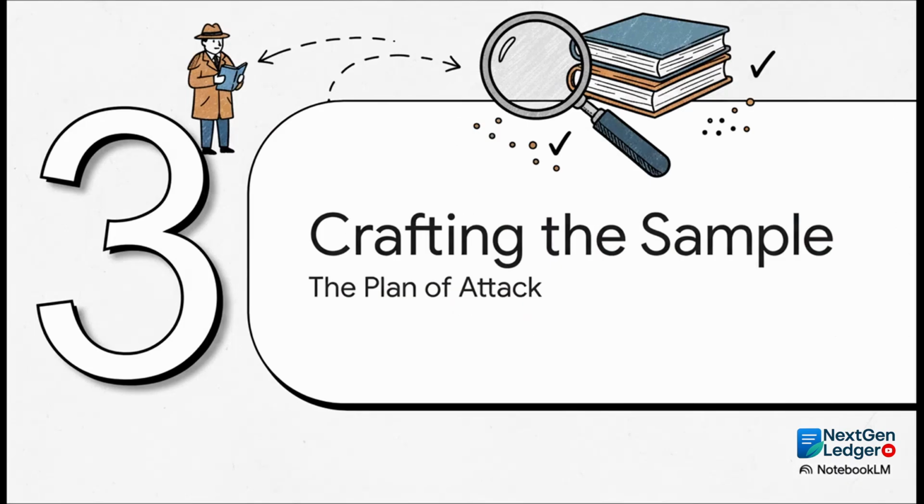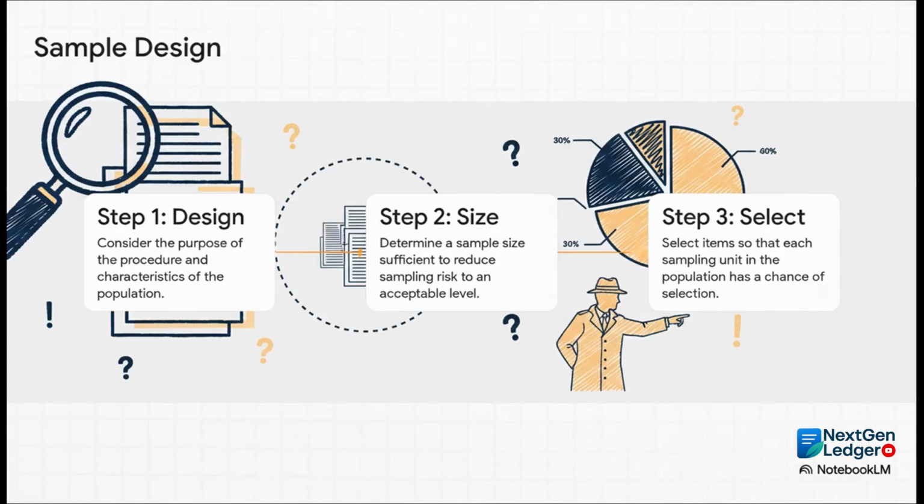Okay, so we've got the why and the what. Now let's get into the how. How does an auditor actually create a plan of attack and build a sample that's going to give them the reliable evidence they're looking for? Well, ISA 530 lays out 3 key steps. First, you've got to know why you're testing. Are you looking for errors in dollar amounts, or are you checking if a process was followed correctly?